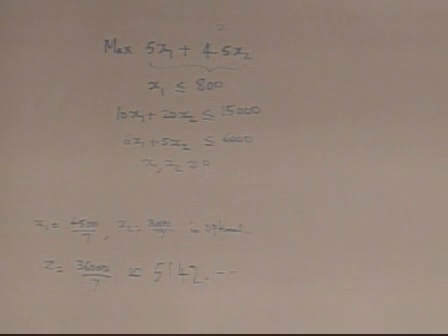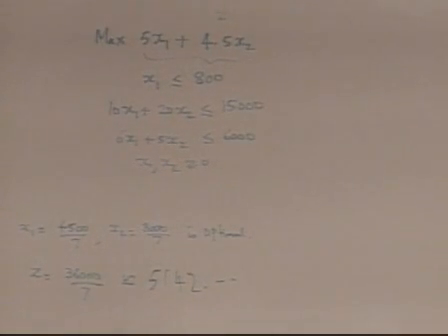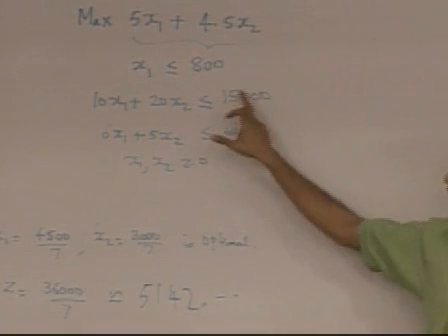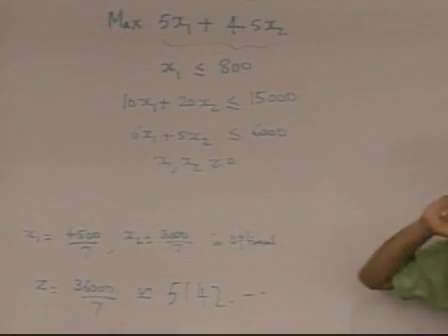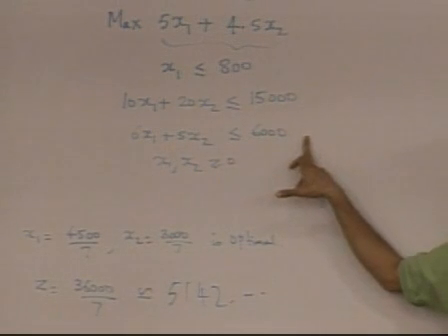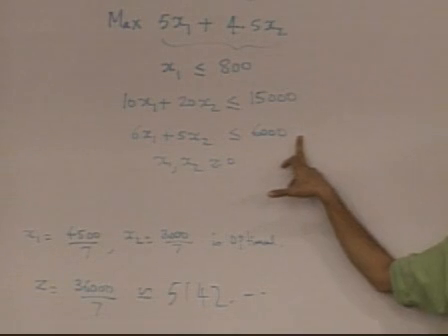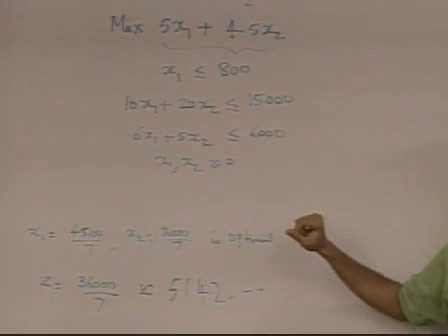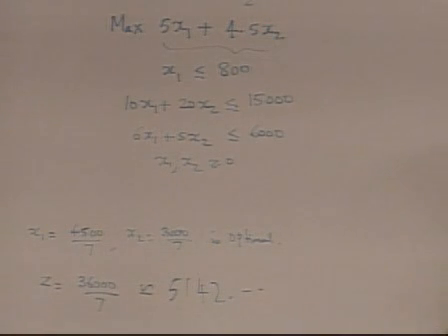Solve the system with two equations with x1 and x2. Get an upper bound of 4,500 over 7. If you subtract from the first equation the second one, multiplied by 4, you get that x1 is less than or equal to 4,500 over 7. Then from that solution you can also get an upper bound for x2.